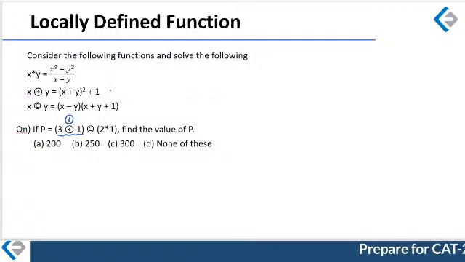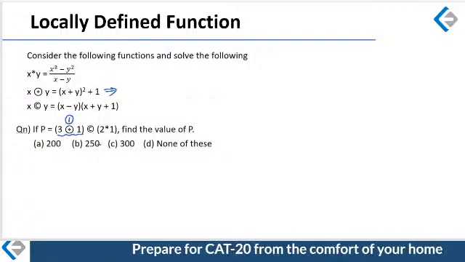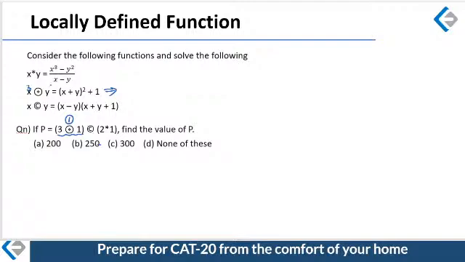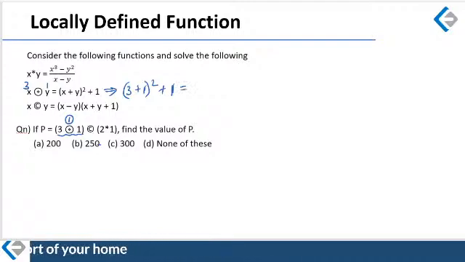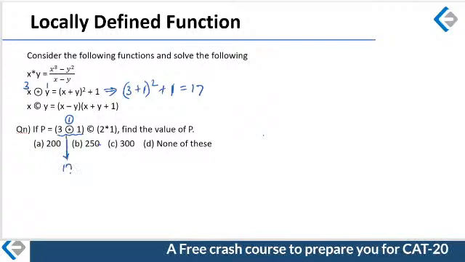So where do I go here? In place of x, I will write 3. In place of y, I'll be writing 1. So therefore, you will say 3 plus 1 whole square plus 1, that is 17. You would say okay, this has given me a 17.